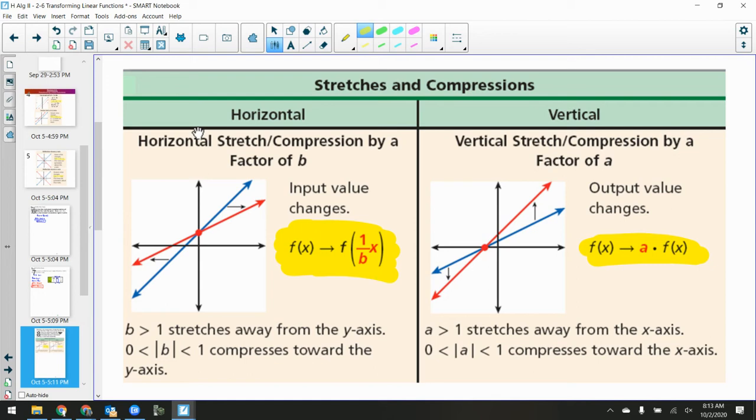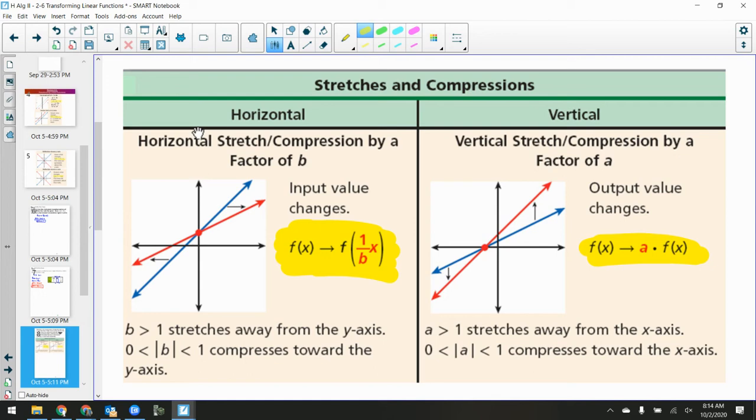So again, it's going to change the input value. We learned that before. But how does it change the input value? It's going to multiply it by a value that's the reciprocal of b. So if I say it's a horizontal stretch by 3, I'm actually multiplying it by 1/3. If I say it's a horizontal stretch by 5, I'm actually multiplying it by 1/5. So 1/5 inside the parentheses.